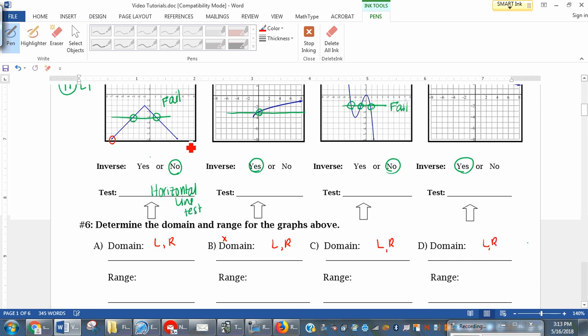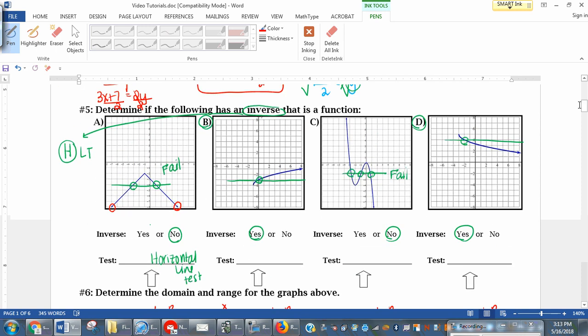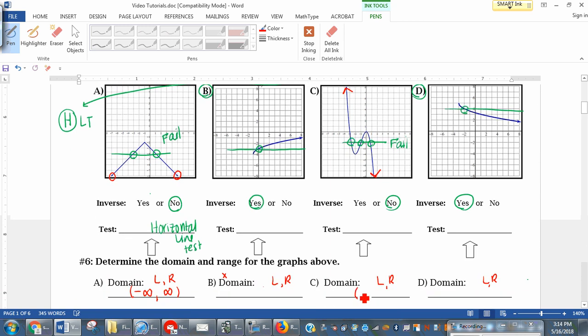So if you guys notice, these left and right arrows means that it's going to go towards negative infinity and positive infinity. And that's similar in graph C. I have a left arrow and I have an arrow that goes to the right. So that one will also go from negative infinity to positive infinity for left and right.